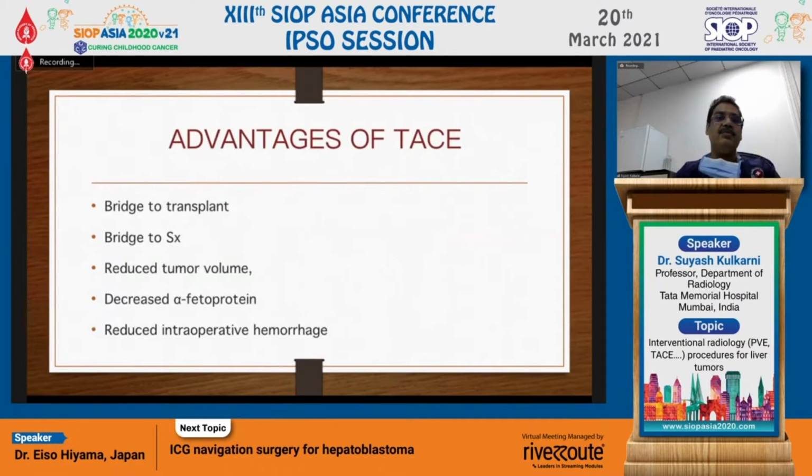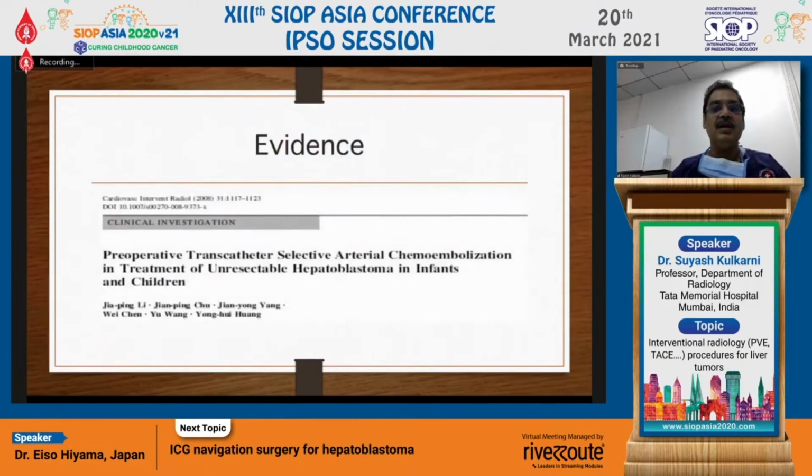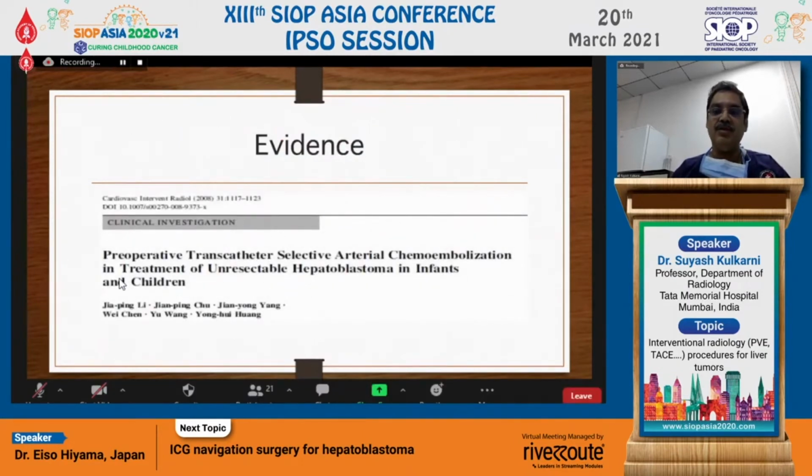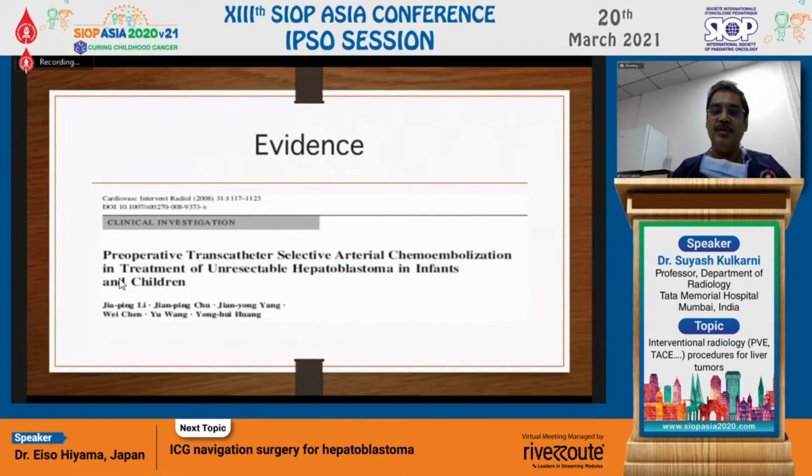The advantages of chemoembolization are that it can be used as a bridge to transplant and as a bridge to surgery, and it helps us to reduce the tumor volume. It decreases the alpha fetoprotein and reduces intraoperative hemorrhage. So as an adjunct to the definitive surgery, this treatment can be used in a neoadjuvant setting. There is good evidence in the literature now that preoperative chemoembolization helps to improve the outcome of hepatoblastoma.